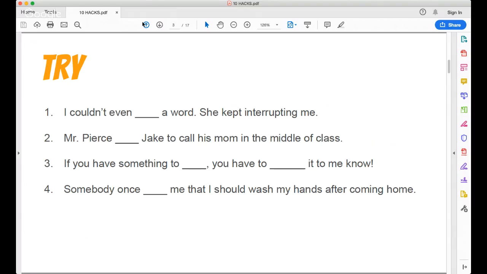All right, a lot of people are getting confused with the tense, but the idea is right. So yeah, somebody once told me that I should wash my hands after coming home. Yes, because we have me. So that's why we're going to use tell, and it says once, somebody once. That indicates a past tense. So yeah, it is what it is. All right, let's move on then.